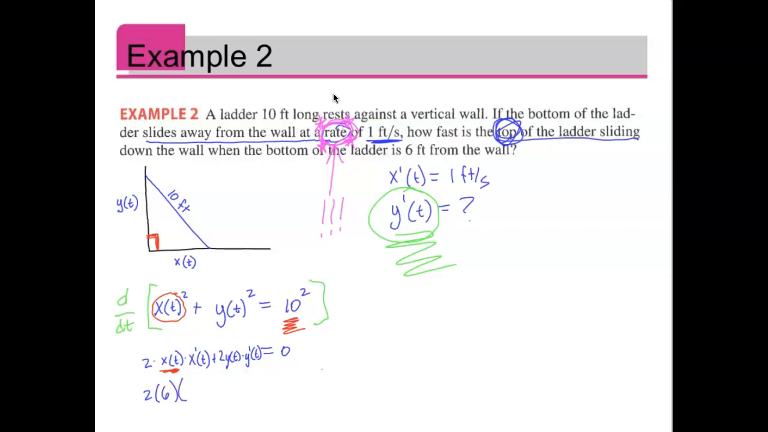Do I know x prime of t? So look at the information we've written down. Do I know x prime of t? Good, Emerson, yeah. We wrote that down earlier. That's just right up here. X prime is 1. That's the rate that the ladder is sliding away from the wall, sliding away at 1 foot per second. So x prime is 1 plus 2 times.